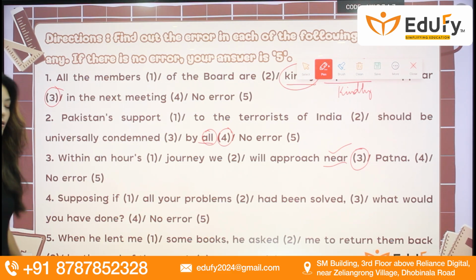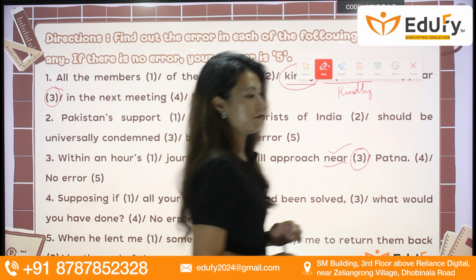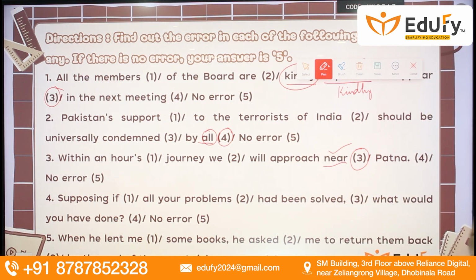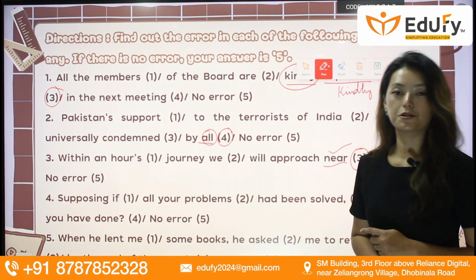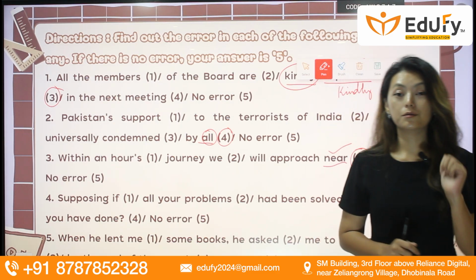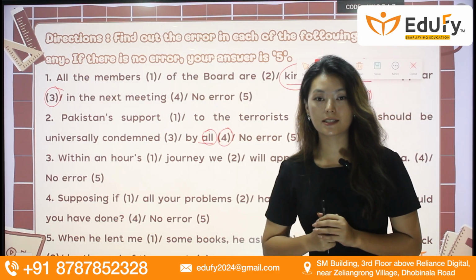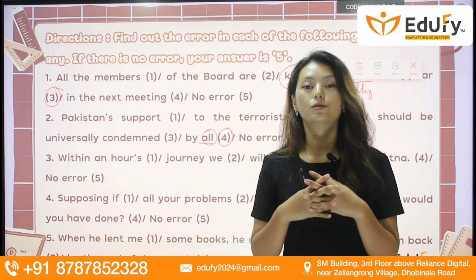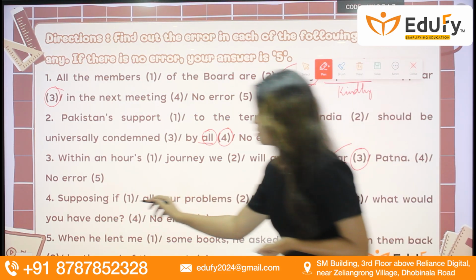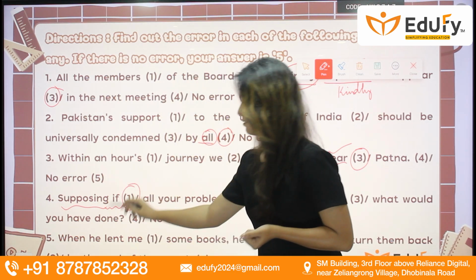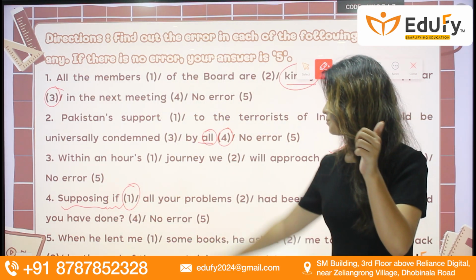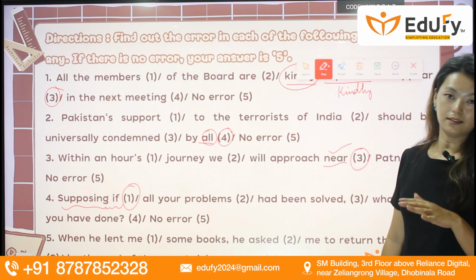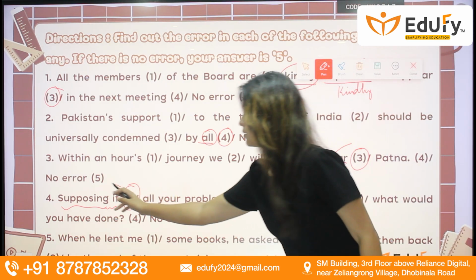Let's take a look at the 4th sentence. Supposing if all your problems had been solved, what would you have done? That's the question. I think you remember in the 4th or 5th slide, in the last second slide, I talked about how certain words that mean if cannot be used together. That means those pairs of words. So supposing if is the error. Okay? Either you use supposing or you use if, but not both of them in the sentence, because they exactly mean the same thing, both of them.